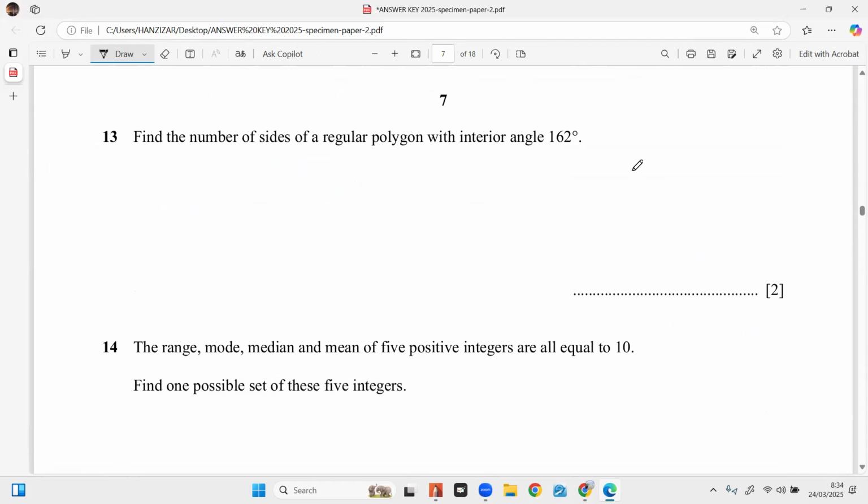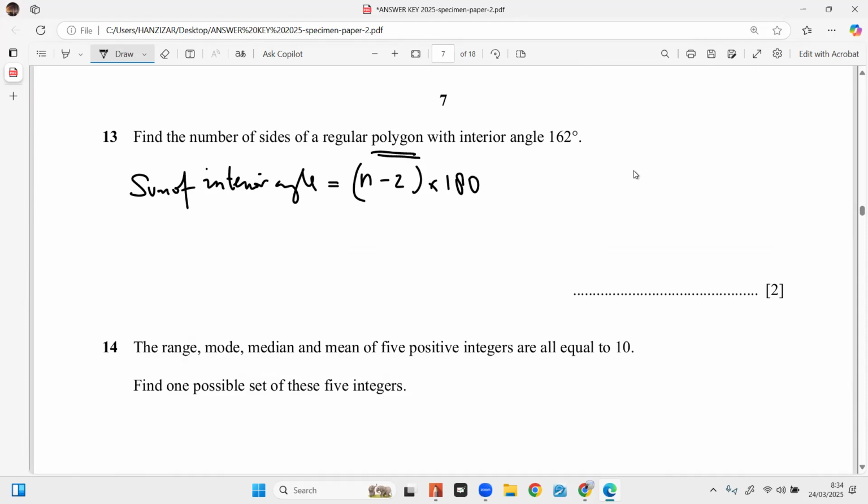Okay, now number 13 requires the rules of finding the sum of interior or sum of exterior angles. For every polygon, listen, the formula of the sum of interior angles is n subtract 2 multiply by 180. And the sum of exterior angles for any polygon is 360.